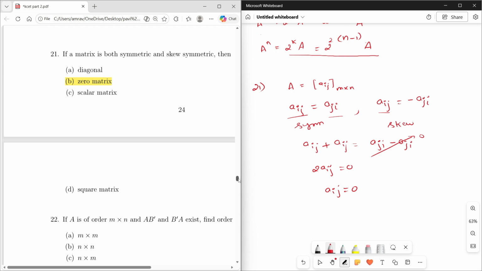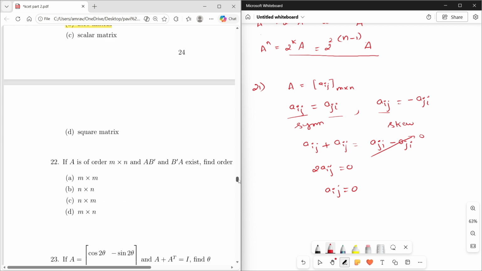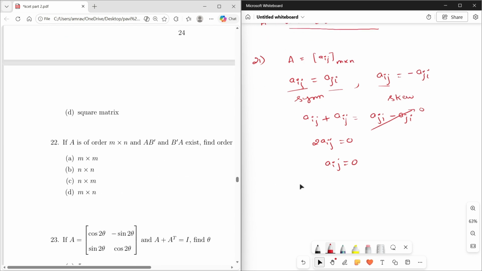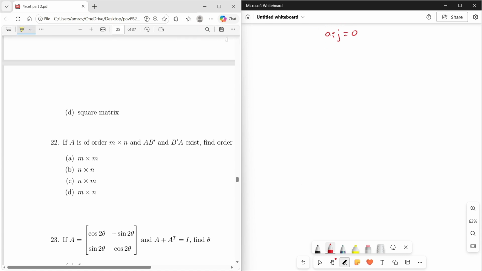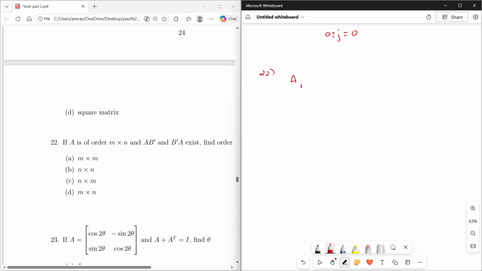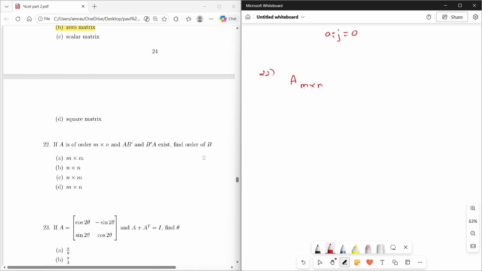So by this simple technique of symmetric and skew symmetric, you will be able to find out the answer for this. So moving on to the next question, a very easy question that is based on conceptual understanding. So this was a question given for your board exam, not the exact one, based on this concept. They have given a matrix A of order m cross n, and they're asking you to find out what is the order of matrix B. The condition given here is that A B transpose and B transpose A exist.